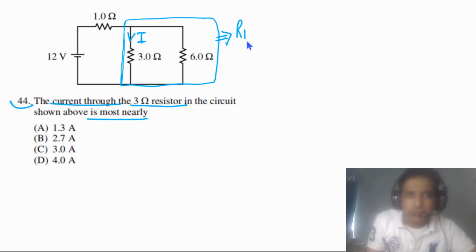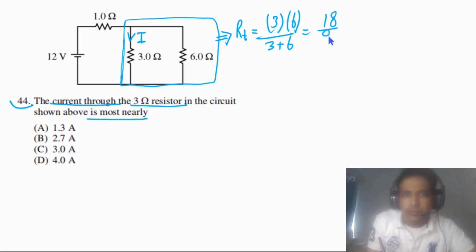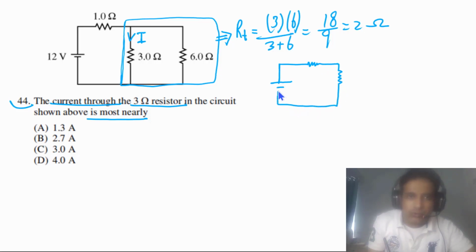So we can find out the total resistance of these 2 resistors. We can simply write down RT. RT in this case has to be equal to 3 times 6 divided by 3 plus 6. So we have 18 divided by 9, so this is equal to 2 ohms. So we can redraw our circuit. We have 1 ohm resistor, and then we have 2 ohm resistor. So we have 12 volts battery. This resistor is 1 ohm and this one is 2 ohm.